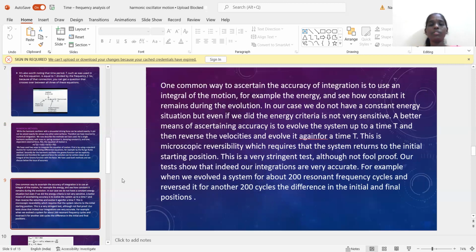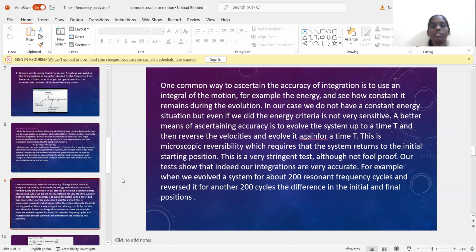One common way to ascertain the accuracy of integration is to use an integral of the motion, for example the energy, and see how constant it remains during the evolution. In our case, we do not have a constant energy situation, but even if we did, the energy criterion is not very sensitive.